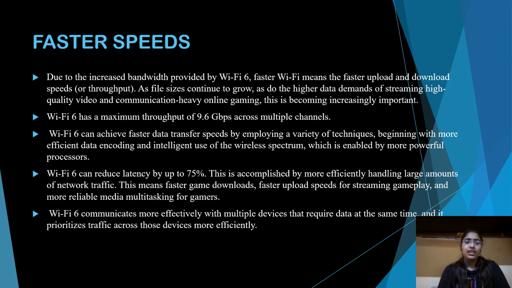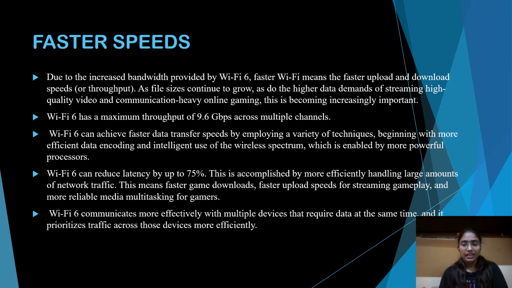Faster speeds. Due to the increased bandwidth provided by Wi-Fi 6, faster Wi-Fi means faster upload and download speeds. As file sizes continue to grow, and with the higher data demands of streaming, higher quality video and communication, and heavy online gaming, this is becoming increasingly important. Wi-Fi 6 has a maximum throughput of 9.6 Gbps across multiple channels. Wi-Fi 6 can achieve faster data transfer speeds by employing a variety of techniques, beginning with more efficient data encoding and intelligent use of wireless spectrum, which is enabled by more powerful processors.